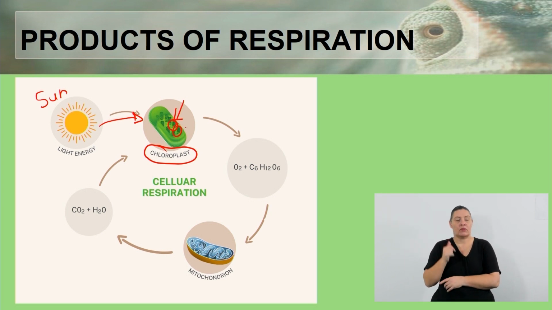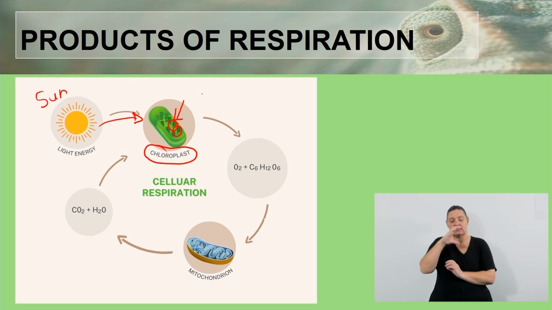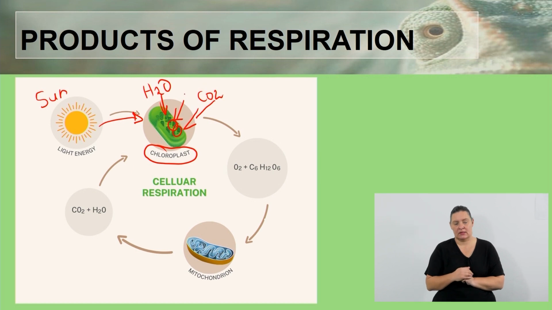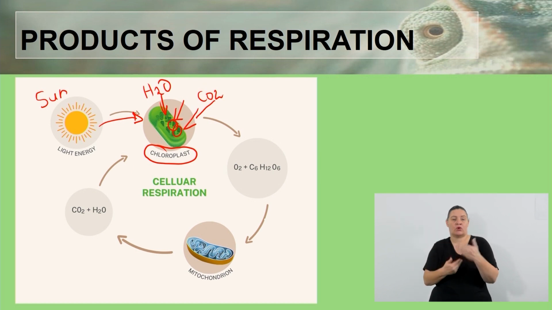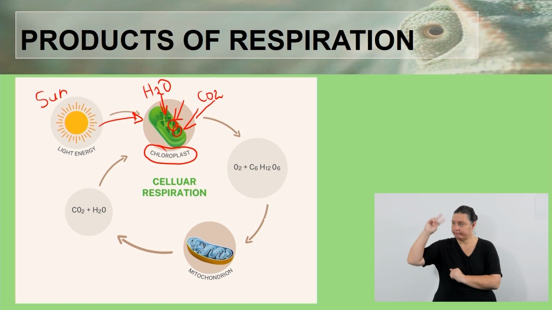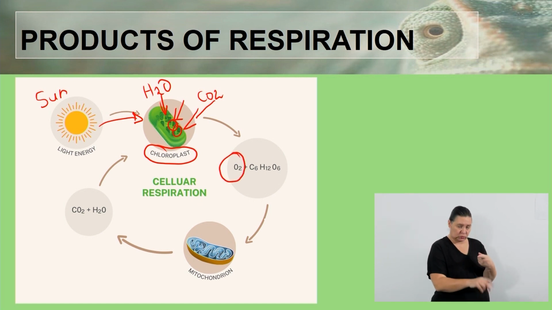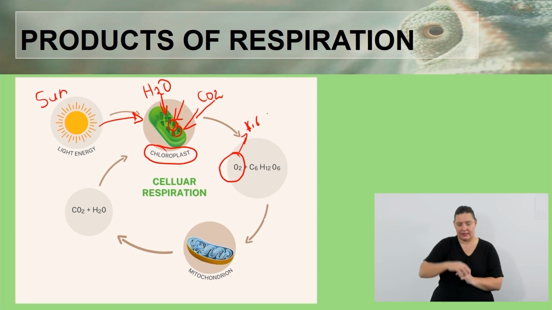So now, when this light energy is absorbed, carbon dioxide is also absorbed into the chlorophyll. So now the carbon dioxide, the water that comes from the roots as well, is also absorbed into the plant. Now, when these 3 are put together, the process of photosynthesis takes place. And then we get 2 products from that. The first product is oxygen. Now, we said that the oxygen is then taken into the air. And then the second product is glucose.